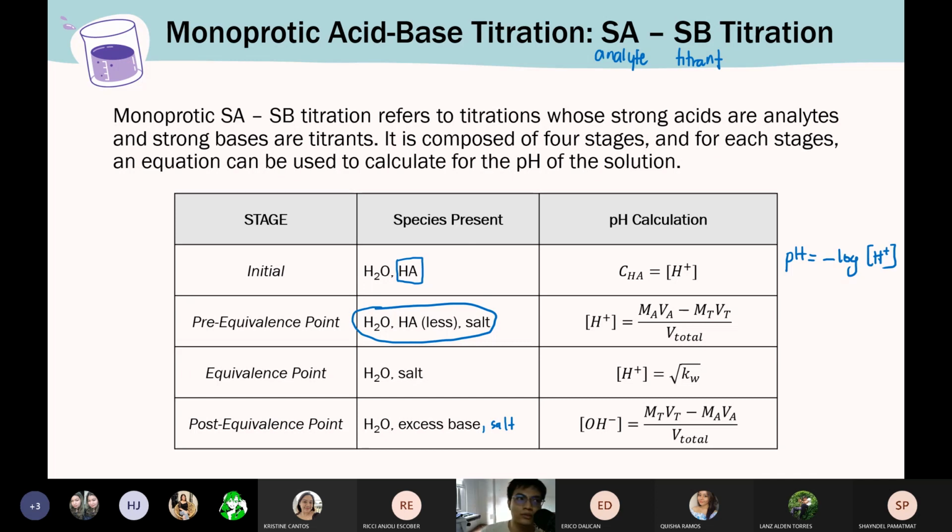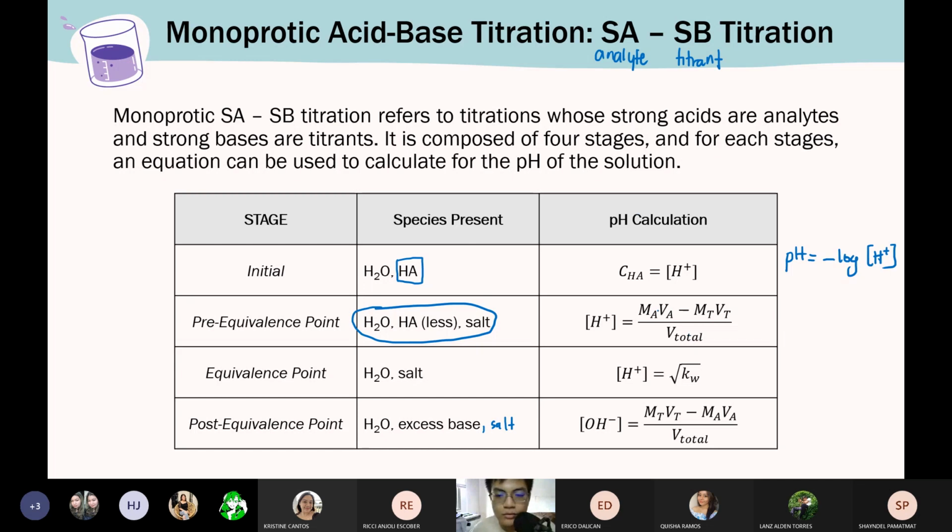So, ang gagawin mo, dun sa initial concentration ng acid mo, ima-minus mo dun yung nag-react sa base. Okay? So, sa initial concentration ng acid, ima-minus mo yung nagamit panlaban sa base. That's why the equation looks like this. It's MAVA minus MTVT over V total.